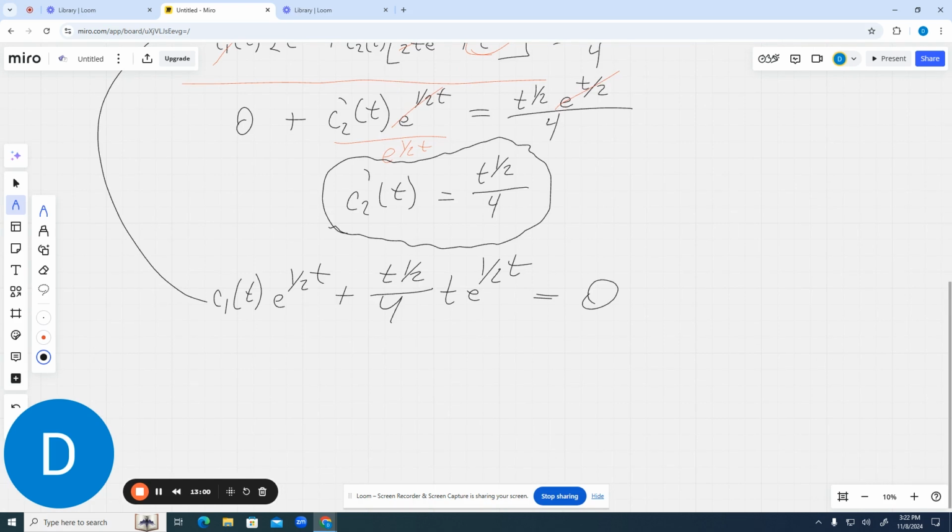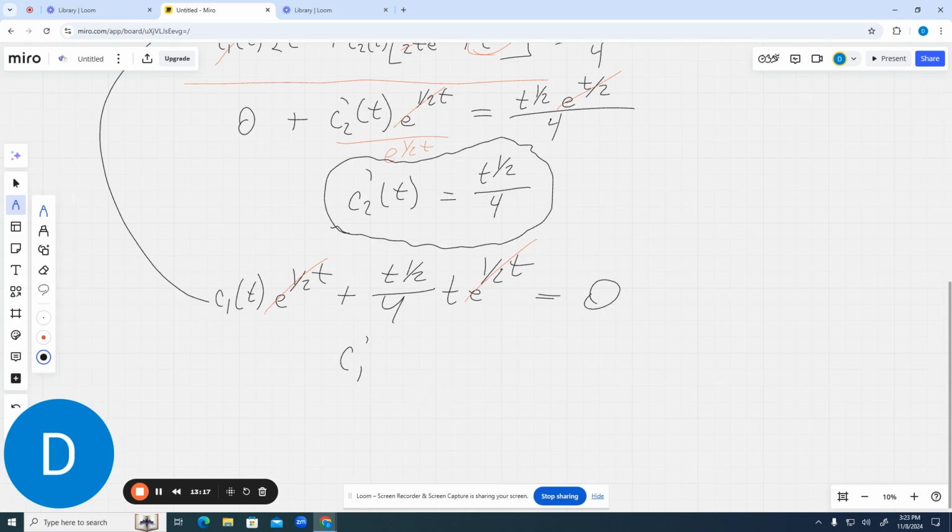And so here, what we do is we can factor out and divide by this e to the 1/2 t, so these kind of cancel out. And you're left with C1 prime of t, don't forget my primes, my goodness, of t equals, and we can just bring this all over here to this side and make it negative, right? T to the 1/2 over 4.